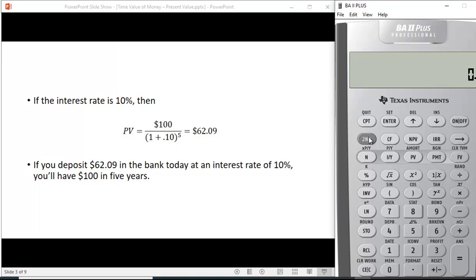Alternatively, if you happen to have a financial calculator, they actually have these formulas built into the calculator. In this case, the Texas Instruments BA II Plus, here's how you would put it in. You'd put in 5 for the number of periods, that's N. You would put in 10 as the interest rate. On this calculator, you don't put it in decimal form, you put it in as a whole number. You would put in the future value of 100, FV, and you hit CPT, compute PV, and you get the present value, $62.09.